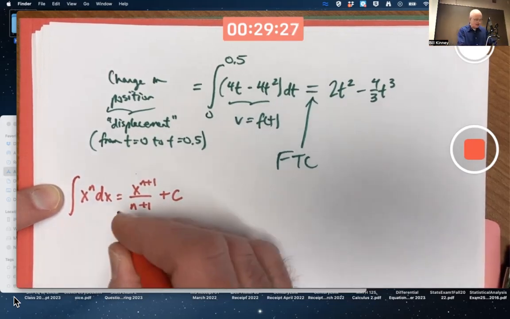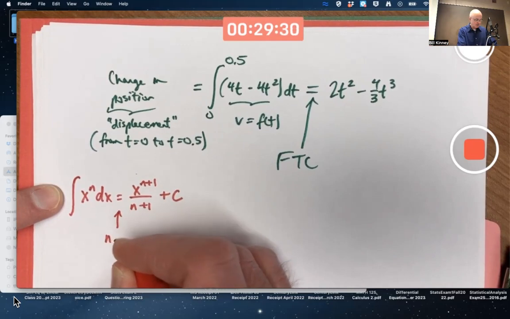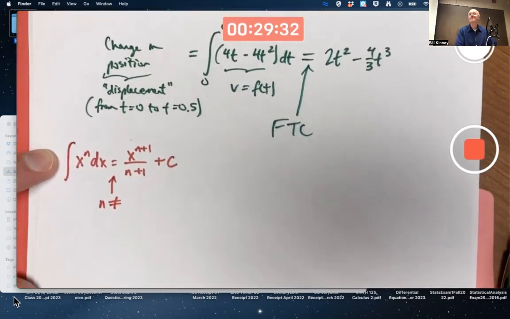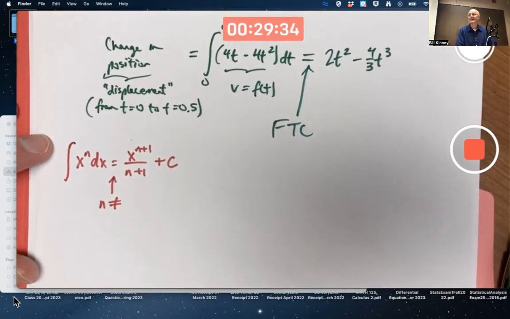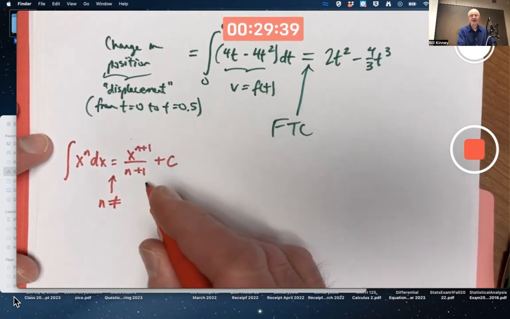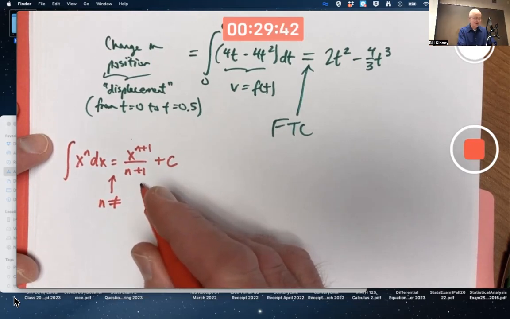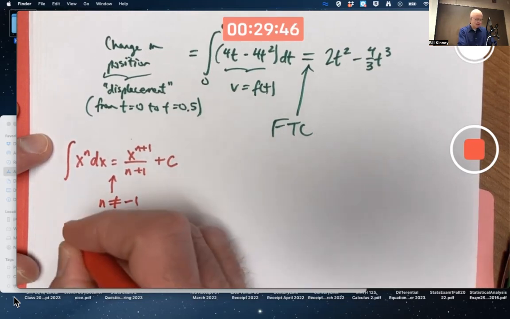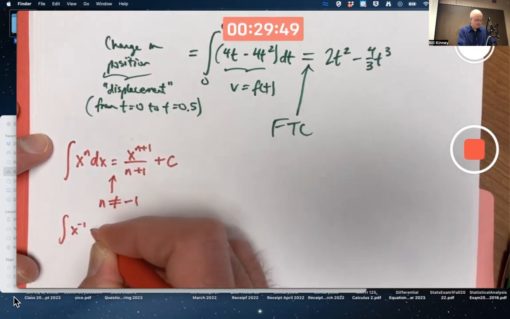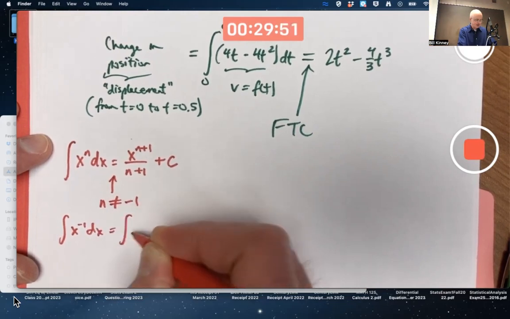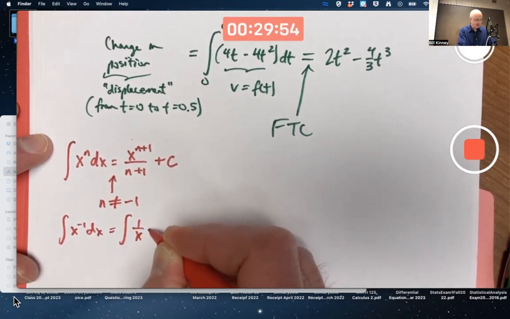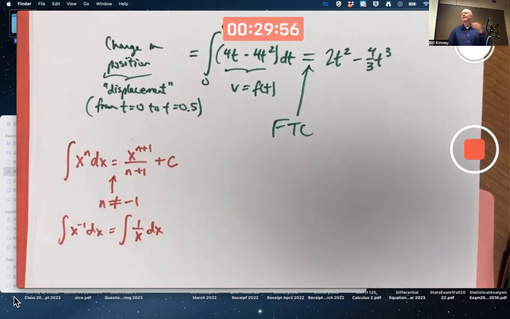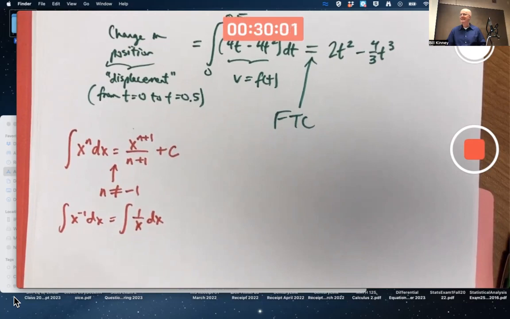Actually, this equation is not always true. When is it not true? We do not want n to equal what? Don't want to divide by 0, right? n better not equal -1. Well, what do you do when n does equal -1? Well, there you're integrating really 1 over x, because that's what x to the -1 power means. What's the answer there? Natural log.